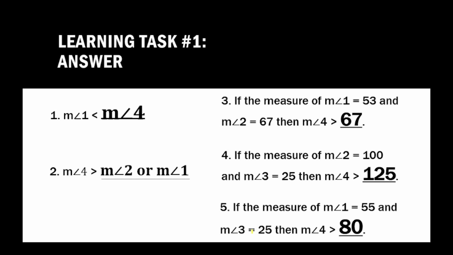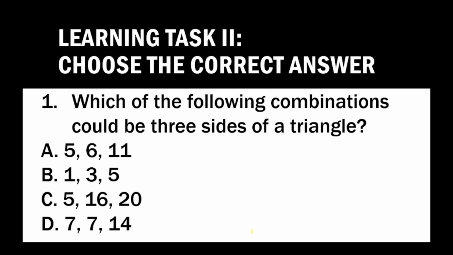Okay, so that is the answer in our learning task number 1. Check your own work. And, let's proceed to our next learning task. Learning task number 2. Which of the following combination could be the three sides of a triangle? So choose the correct answer. For every question, this is for 1 minute only. So number 1, which of the following combination could be three sides of a triangle? 1 minute, go.